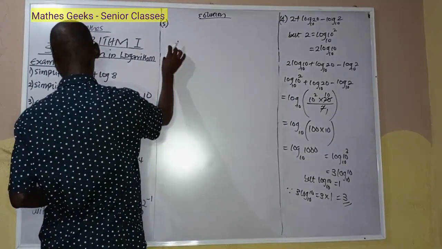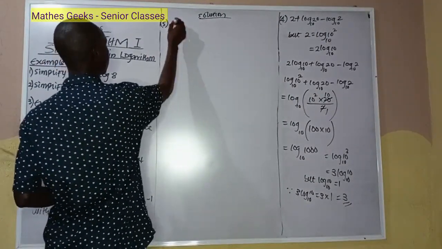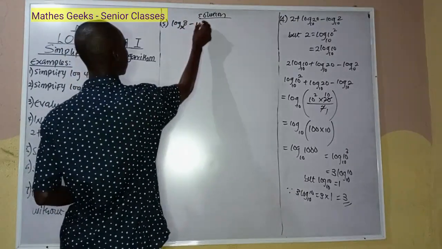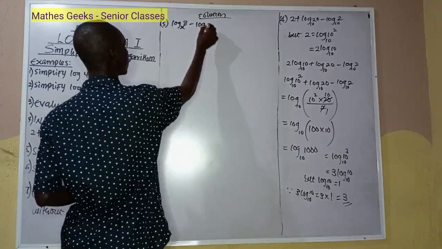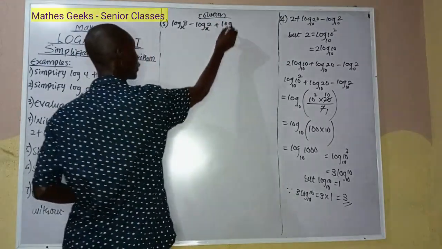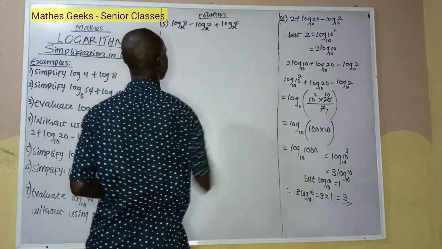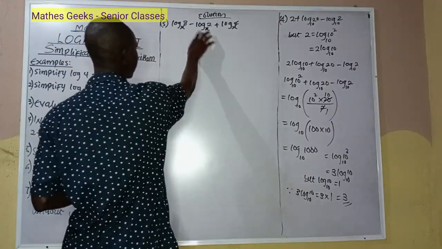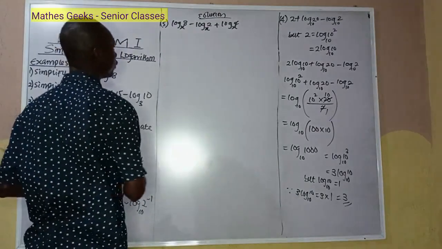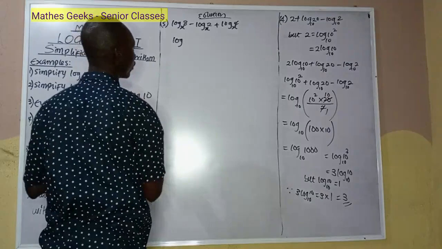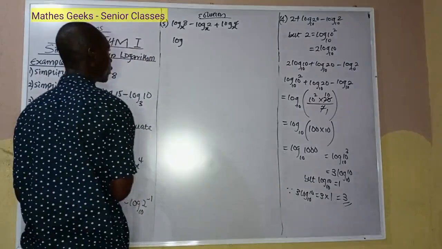Number 5. Simplify log 8 to the base x minus log 2 to the base x plus log 4 to the base x. Now you know that when there's addition, you multiply, and for subtraction, you divide. So we're going to rearrange this, bring the positive logs to one side, group them together.